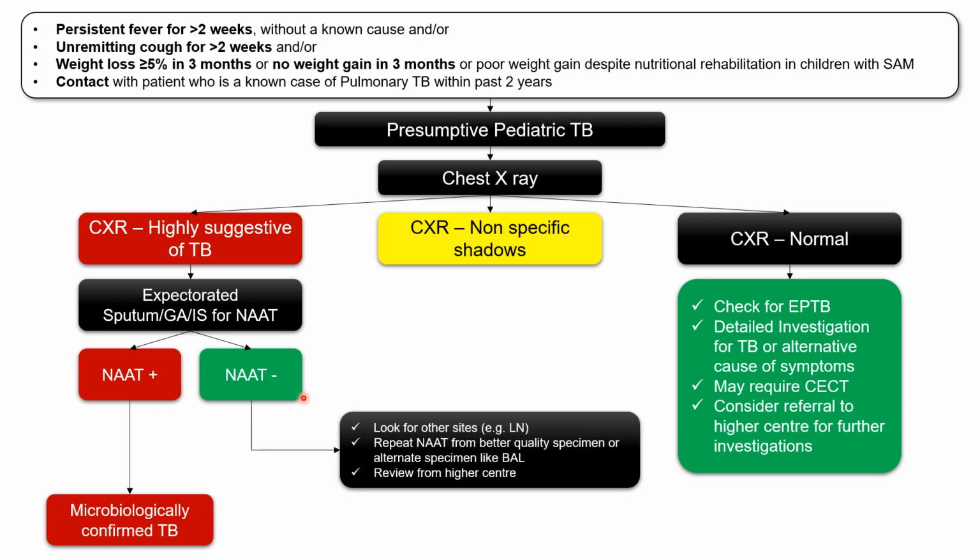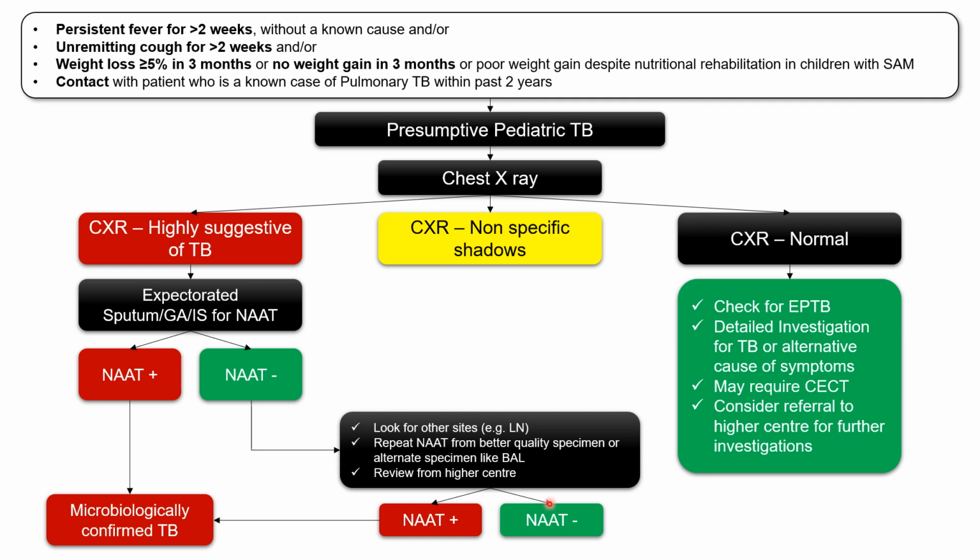So what do we do in those cases? You have to look for other sites like lymph node. You have to repeat the NAT from a better quality specimen or alternative specimen like bronchoalveolar lavage, because it has slightly higher sensitivity. And you have to get a review from a higher center if you are confused about the diagnosis. And you have to repeat the NAT again. At any time in the diagnostic algorithm, if the NAT comes positive, that means the microbiological presence of tubercle bacilli in the patient has been confirmed, and you can label the patient a case of microbiologically confirmed tuberculosis.